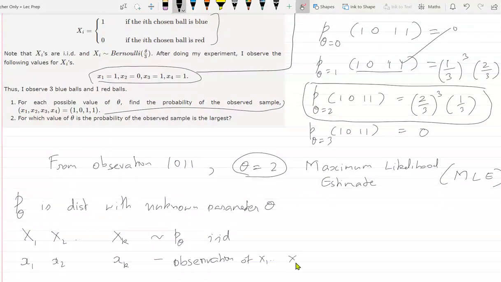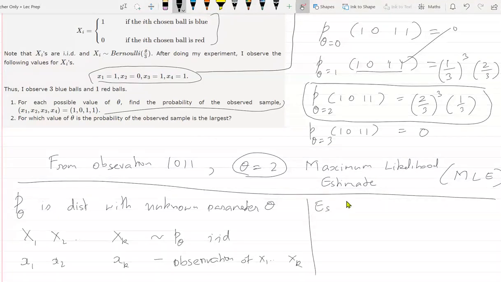The capital X1 to Xk are random variables. Small x1 to xk is a particular observation that you made. Here we made the observation of 1, 0, 1, 1. From this observation, what should you estimate as the value of theta? In maximum likelihood estimate, we estimate the value of theta to be that value of theta which is argmax.